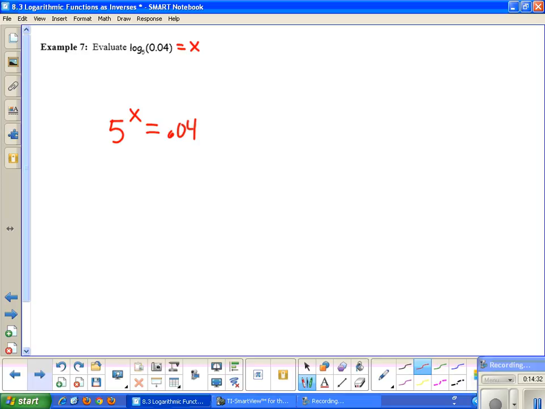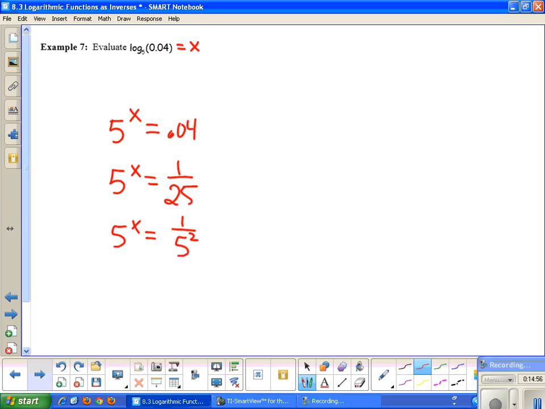Now for this, I don't know what 0.04 is, so I'm going to, in my calculator, do 0.04, hit the math fraction key. When you do that, you end up with 5 to the x is equal to 1 over 25. Now that I have this, I recognize that 25 is the same thing as 5 squared. So really I have 5 to the x equals 1 over, and I can change this to 5 squared because that doesn't change my equation.